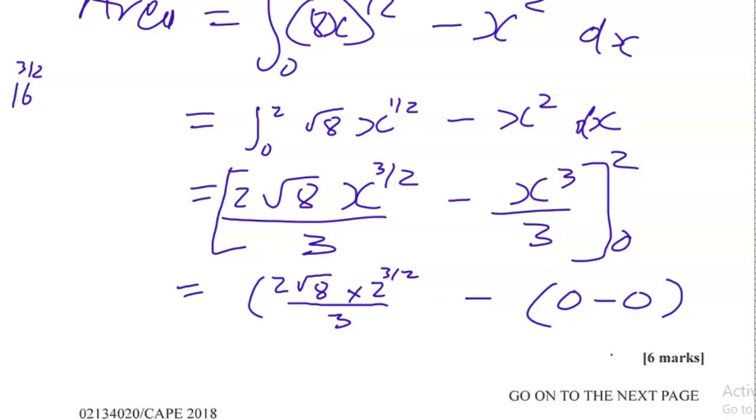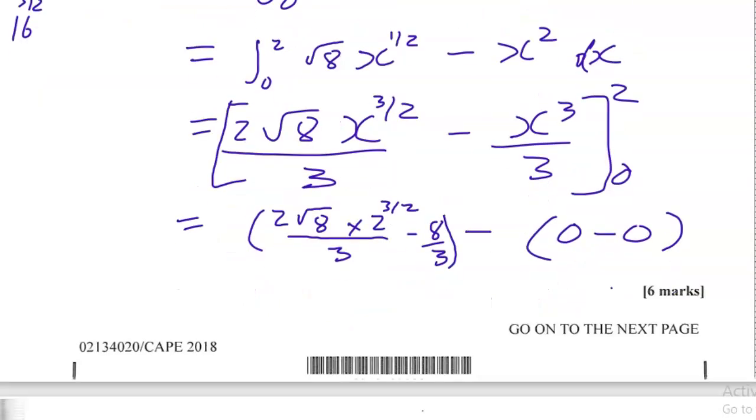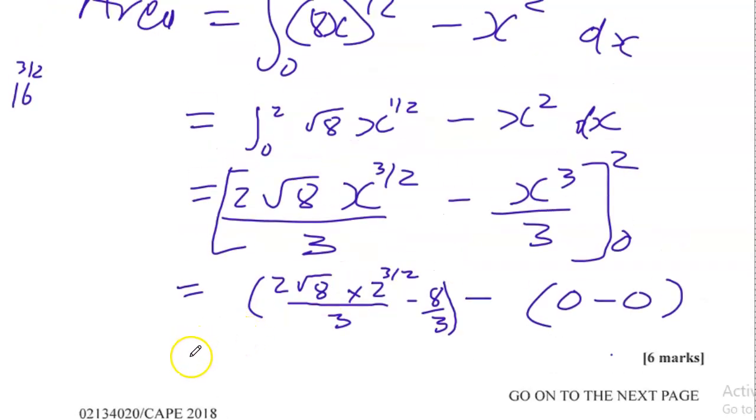Let's see if we can fix this up now. Now notice the denominator will be 3, right? So we are minus 8 out here. Let's see if we can fix up what's 2 root 8 times 2 to the power of 3 over 2.